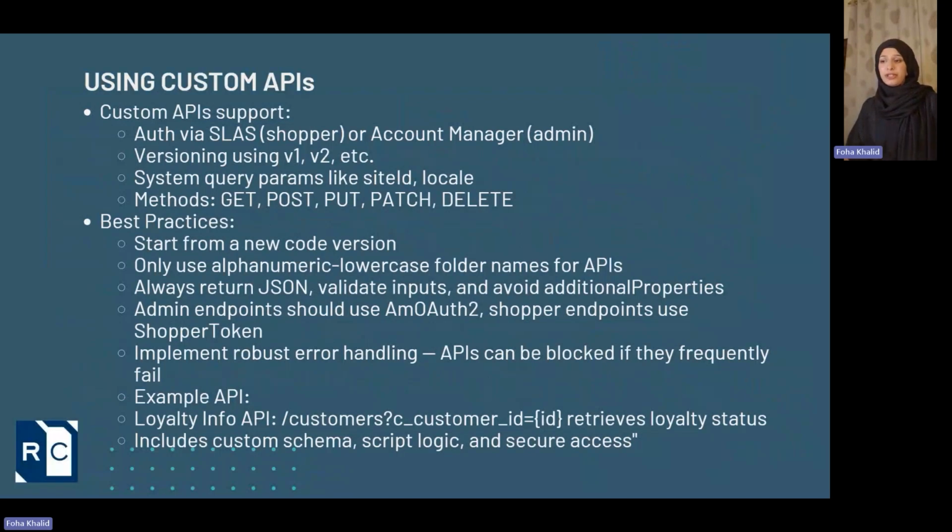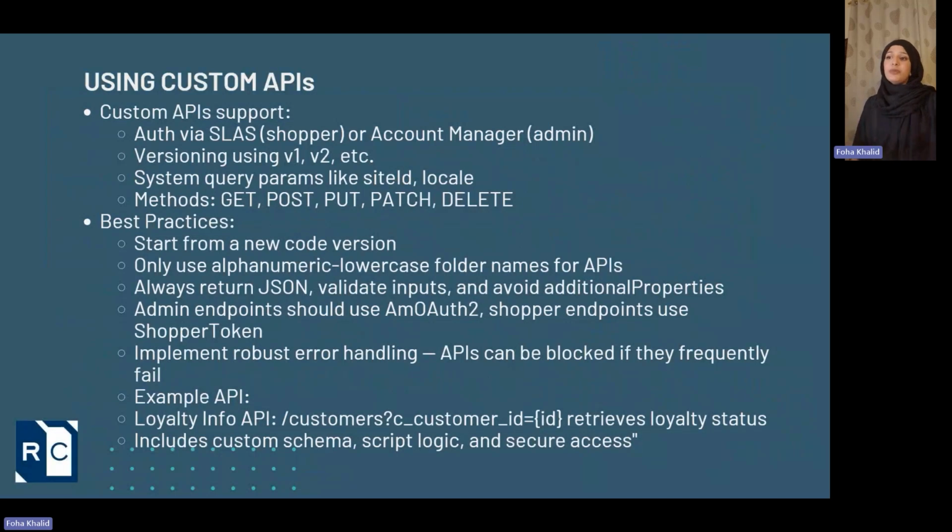Your admin API endpoint should use AM OAuth2, and the shopper endpoint should use the shopper token. And you need to ensure that you have robust error handling. Obviously, your APIs are going to determine the performance of your site, and you don't want to run into unhandled errors. So you're going to have to take care of that when you're writing custom code. This is just an example of what the API could look like.